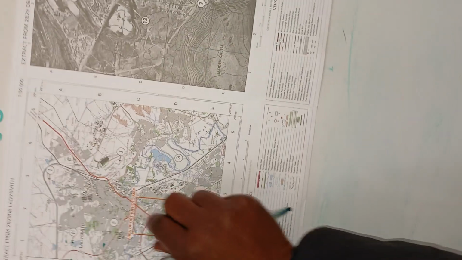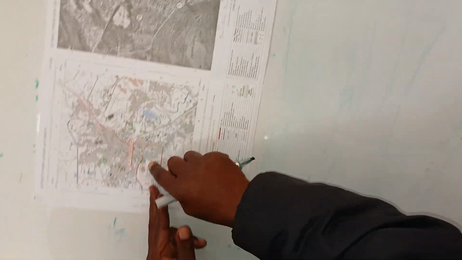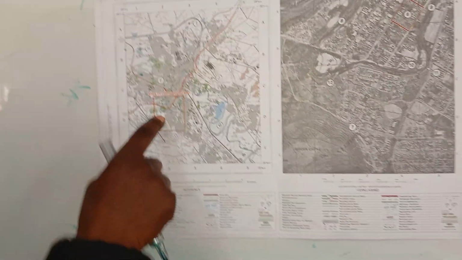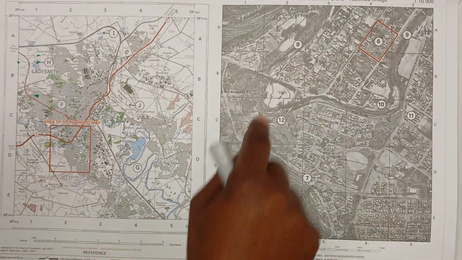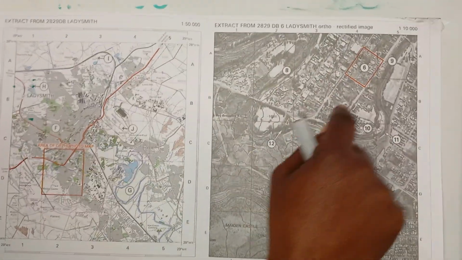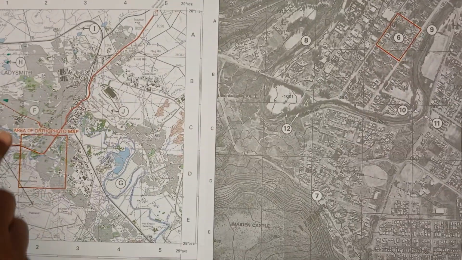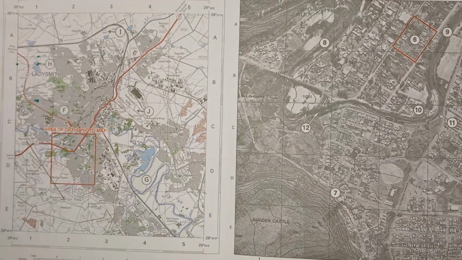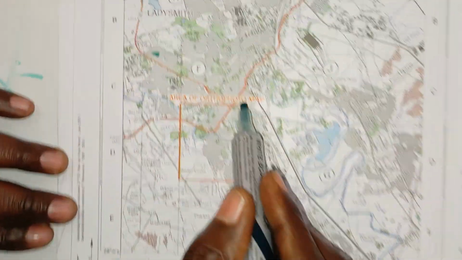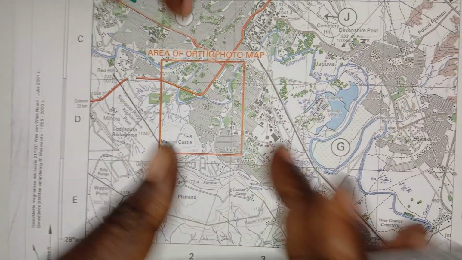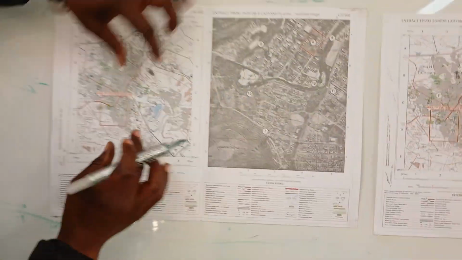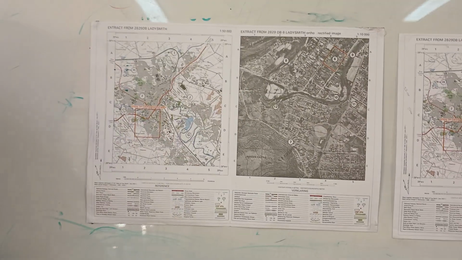It means what is here is what we are being shown on a topographical map. That's why they say area of the orthophoto. So if you fail to understand some of the features that are found here, just come to this box, because this box is the area of the orthophoto, which means what we have here is what is indicated on our topographical map.